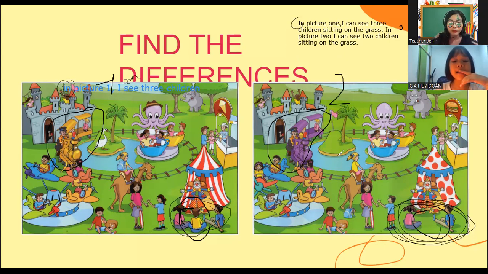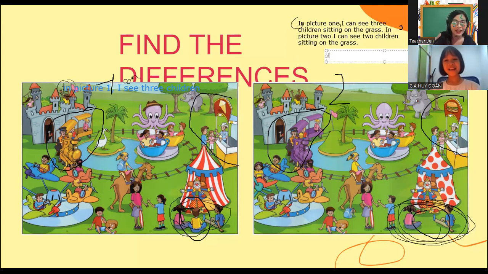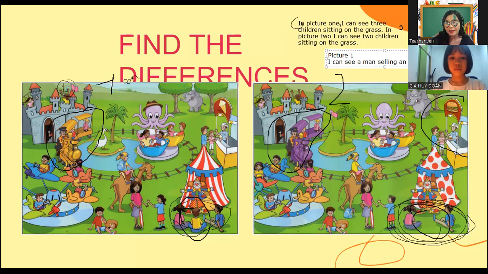In picture one, I can see a shop selling ice cream. In picture two, I can see a shop selling hamburger. Okay, so you will say in picture one, I can see a man selling an ice cream. This is for picture one. Let's write the name, picture one. I can see a man selling an ice cream.